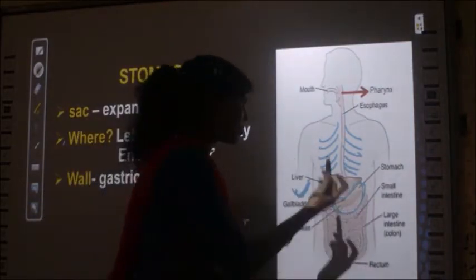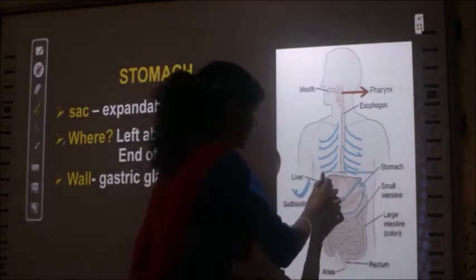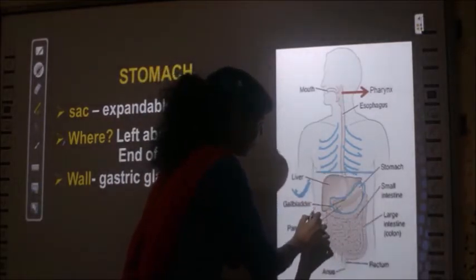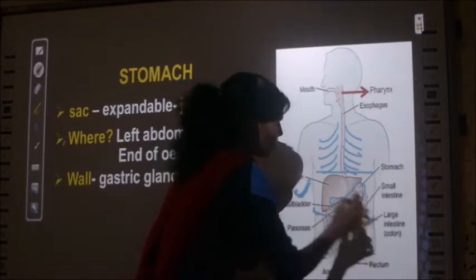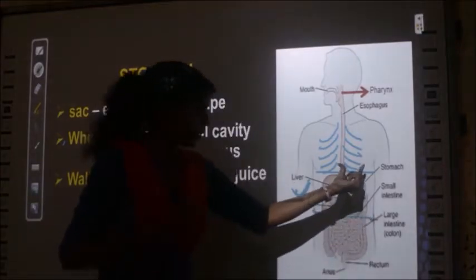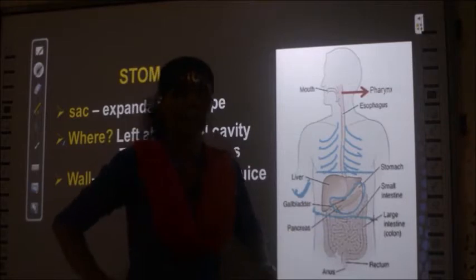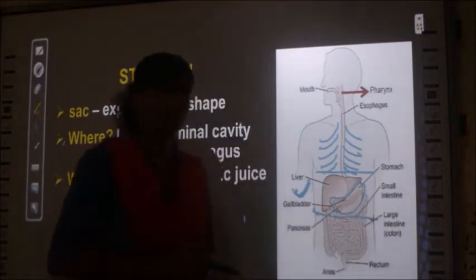Left side of his, so this is his abdominal cavity, right? So this will be somewhere, his hip bone will be here. So the abdominal cavity is in between below the chest and above the pelvic region, where you have the stomach.